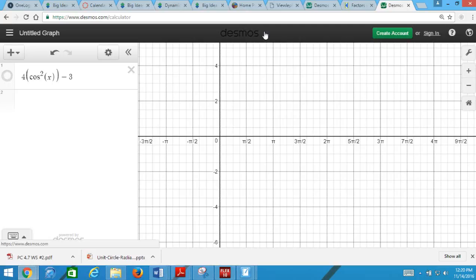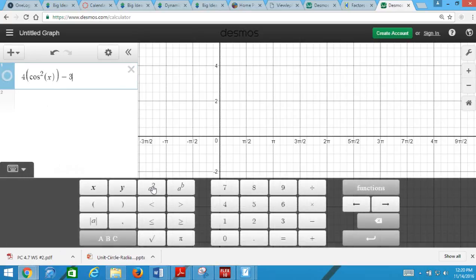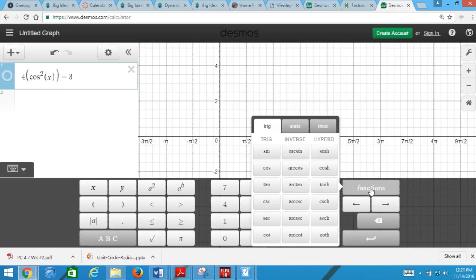Okay, and then we're going to type in, and I have it up there, 4 cosine squared x minus 30. There is a button. When you start typing, stuff comes up, and there's an a squared that gives you the squared. This function button over here is where you can find things like cosine and secant and cosecant, the ones that are not as easy to write down. You can find those under that function button.